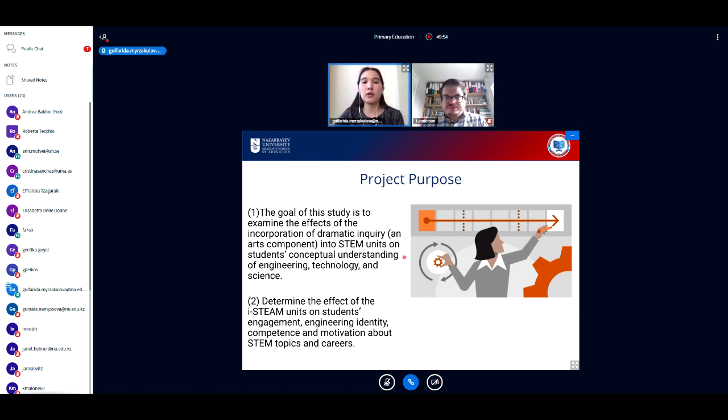to pose the following research purpose. So we have two main research purposes. It is to examine the effect of incorporation of dramatic inquiry into STEM units on students' conceptual understanding of engineering, technology, and science. And the next goal is to determine the effect of the I-STEAM units on students' engagement, engineering identity, competence, motivation about STEM topics, and career.